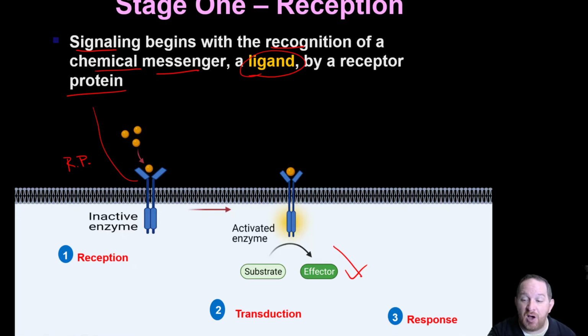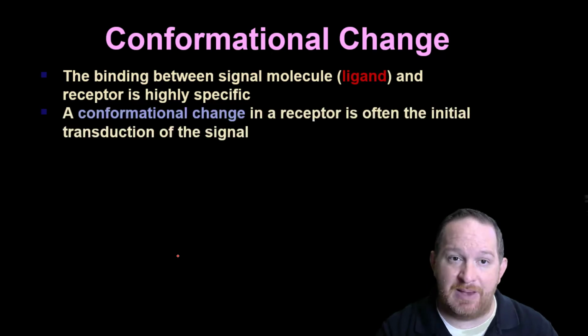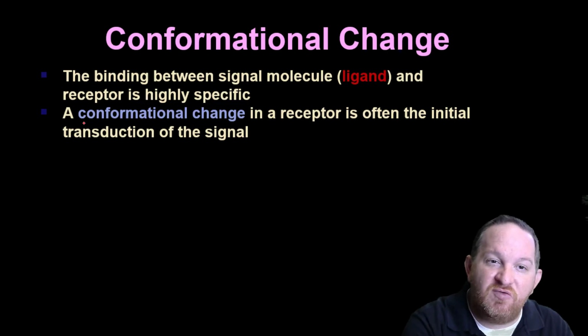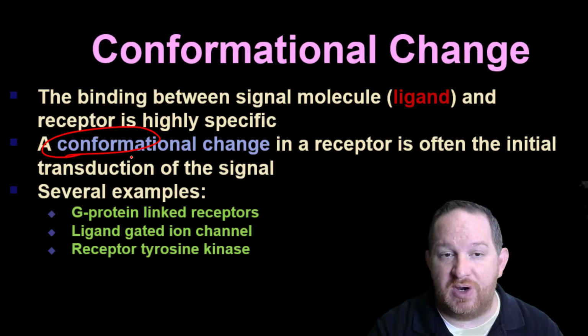Now, that response can be many different things. It often includes something like transcription, but we'll go into those ideas in a moment. So, stage one of this whole process of cellular communication is all about reception, receiving a signal. Now, when the cell receives a signal on its receptor, there is a conformational change. It conforms, it changes its shape in some way to start the transduction.